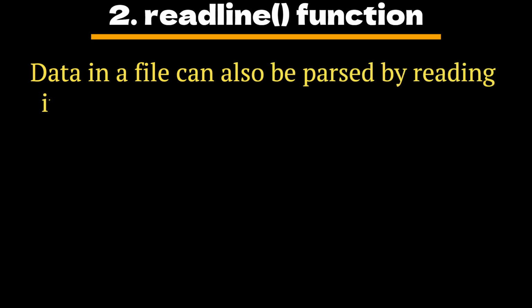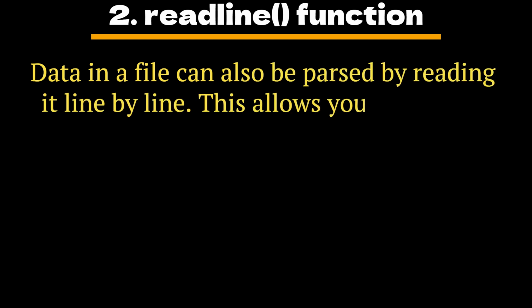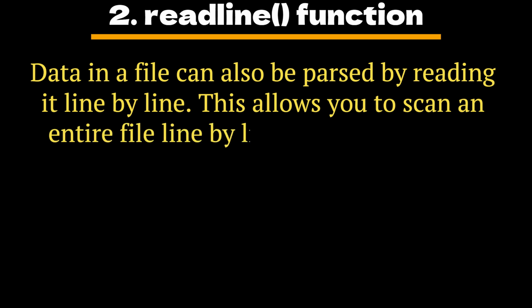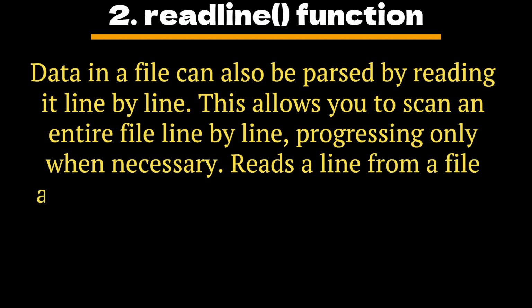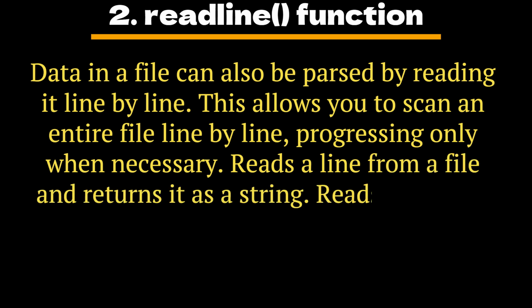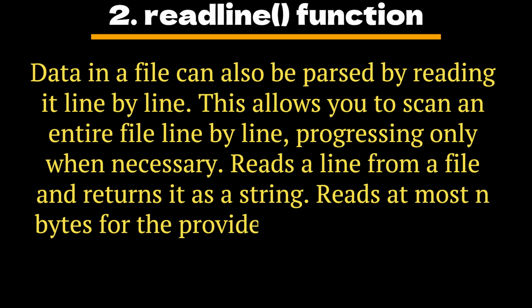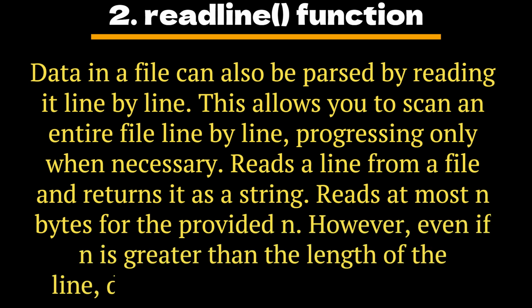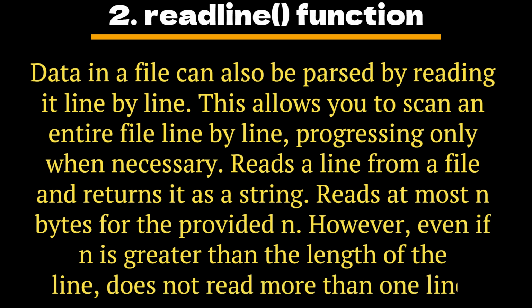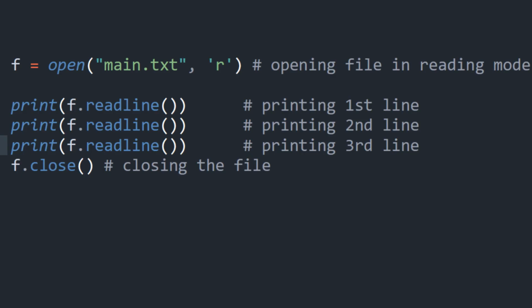2. The readline function. Data in a file can also be parsed by reading it line by line. This allows you to scan an entire file line by line, progressing only when necessary. It reads a line from a file and returns it as a string. It reads at most n bytes for the provided n. However, even if n is greater than the length of the line, it does not read more than one line. Here is an example of the readline function in Python. Run the Python file to see the expected output.